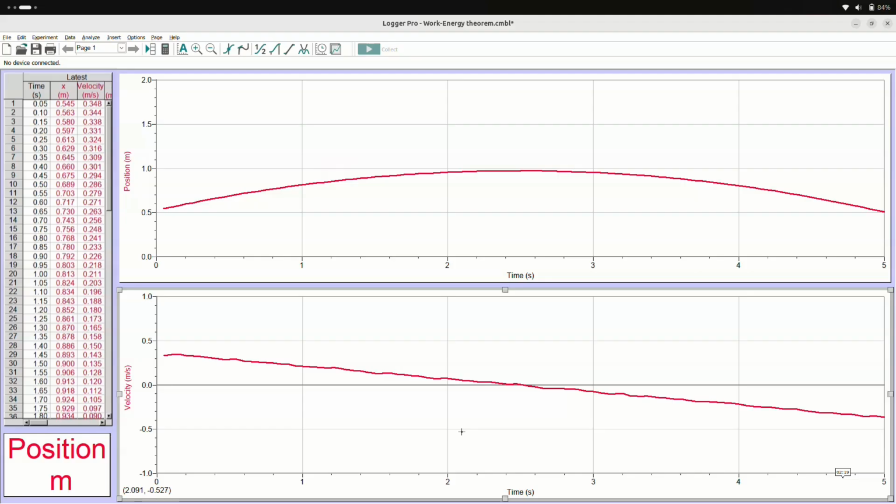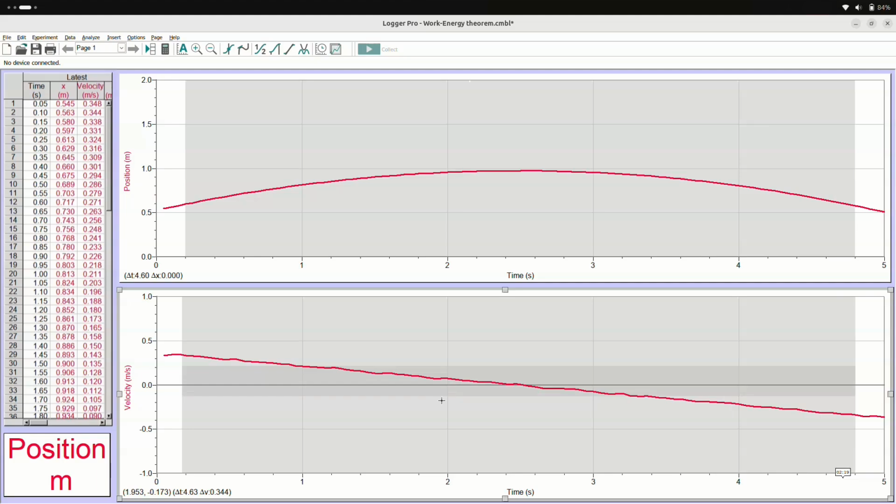Alright, the velocity is noisier than the position, which is normal since the detector actually measures only the position and the velocity is determined by performing a numerical derivative of the position, which is an operation that always amplifies the noise. But still, the data are good enough for our purposes. The first thing we can do is a linear fit of the velocity in order to obtain the slope, which is the experimental value of the acceleration. Negative 0.1466 meters per second squared.